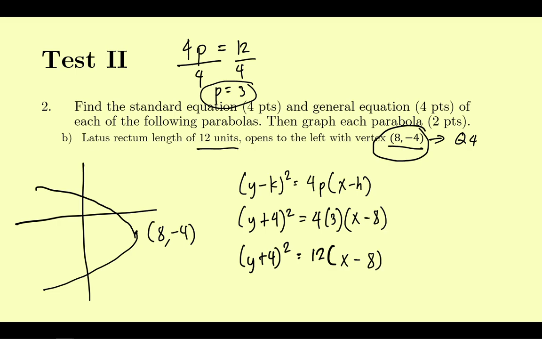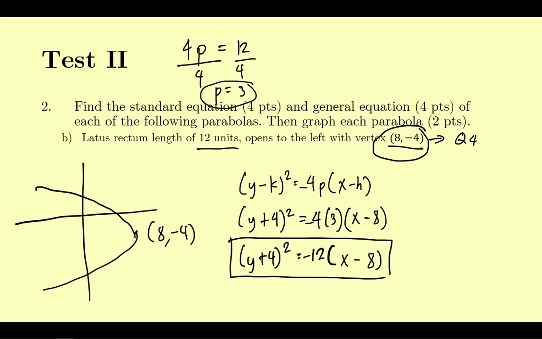Oops, I forgot something important. Since we are opening to the left, this one should be negative, right? You have the formula positive or negative. When it opens to the left or opens downward, we will use the negative symbol. So, y plus 4 squared is equal to negative 12 times x minus 8. That's the standard form of your equation.